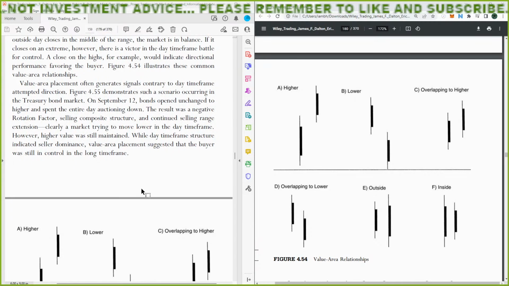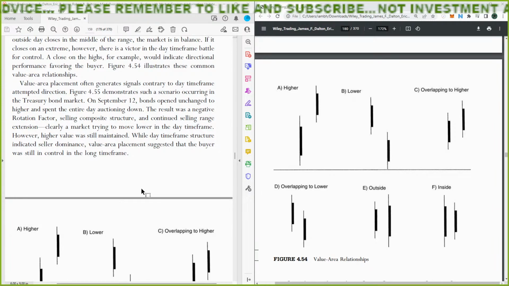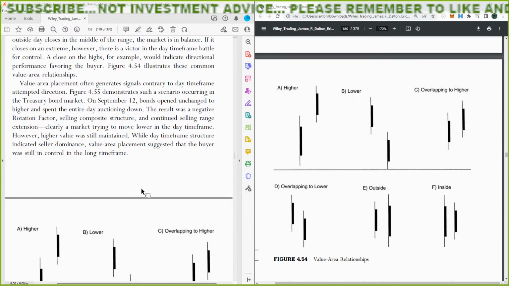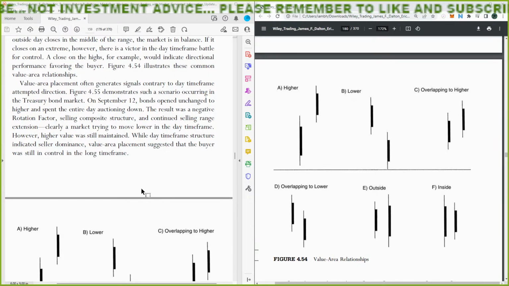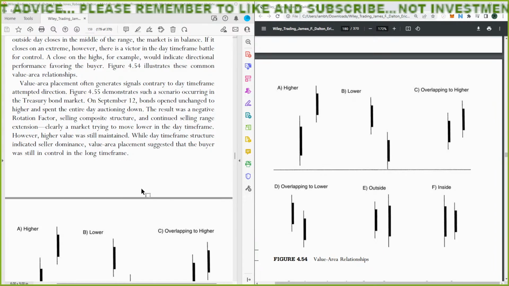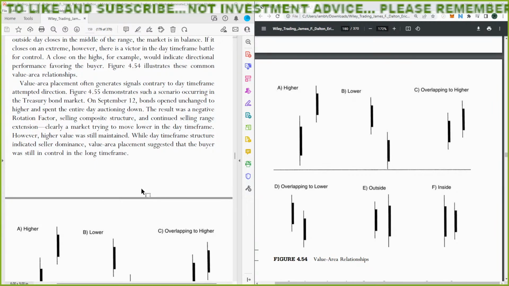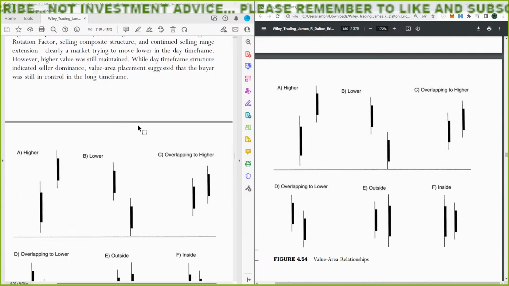Value area placement often generates signals contrary to day time frame attempted direction. Figure 4.55 demonstrates such a scenario occurring in the Treasury bond market. On September 12th, bonds opened unchanged to higher and spent the entire day auctioning down. The result was a negative rotation factor, selling composite structure, and continued selling range extension. Clearly, a market trying to move lower in the day time frame. However, higher value was still maintained. While day time frame structure indicated seller dominance, value area placement suggests that the buyer was still in control in the long time frame.